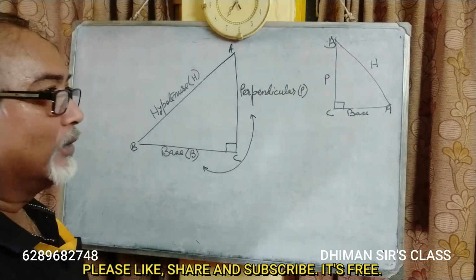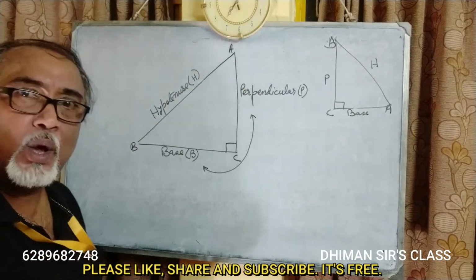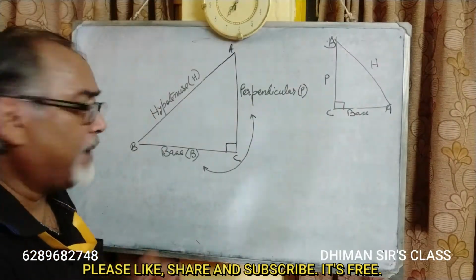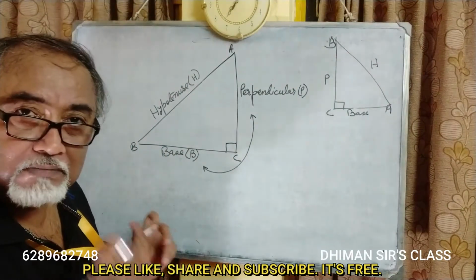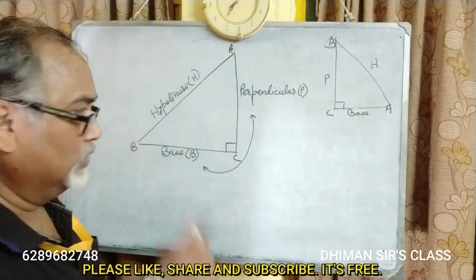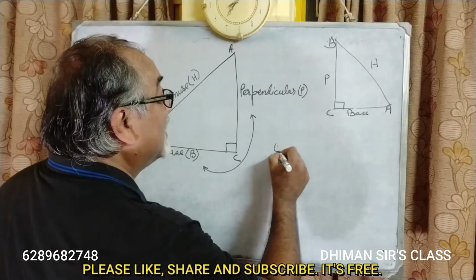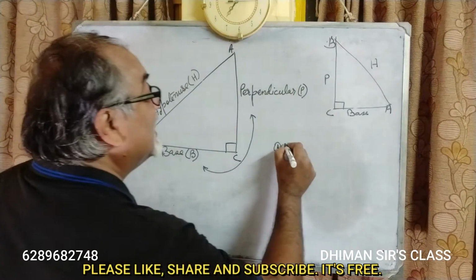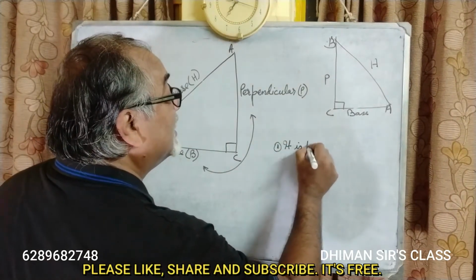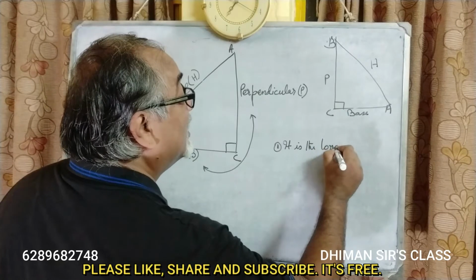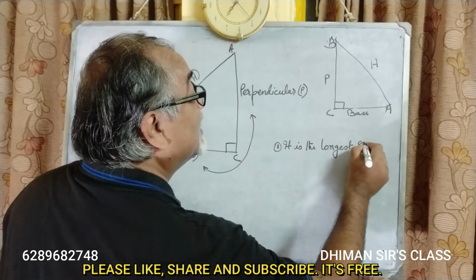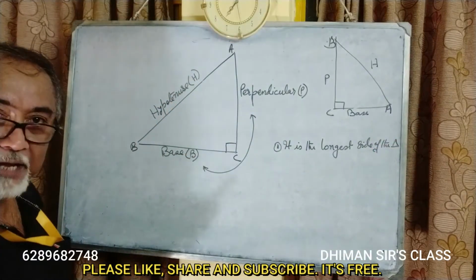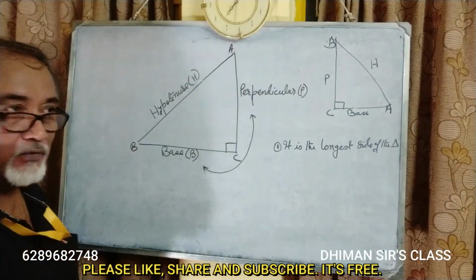Understood? So, sir, how do we understand which one is the hypotenuse, which is the perpendicular and which is the base? Perpendicular and base are not important. Most important is to recognize which one is the hypotenuse. We can recognize it because the hypotenuse has two properties. Number one, it is the longest side of the triangle.